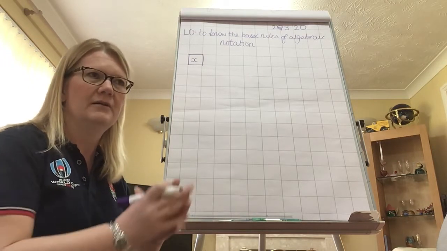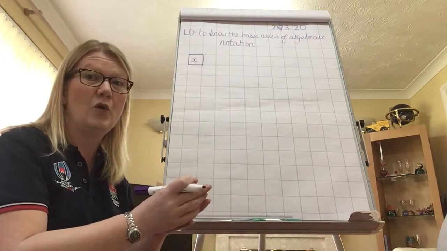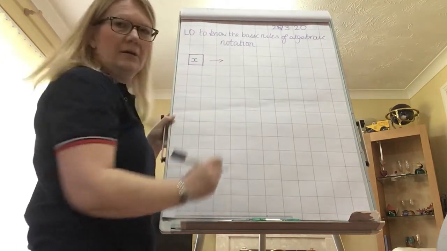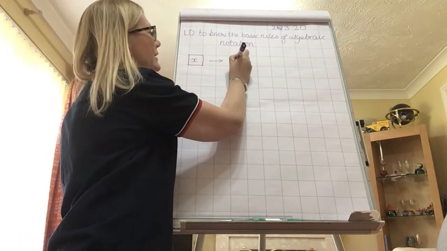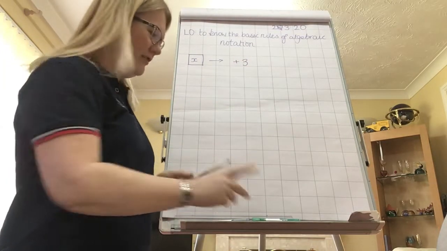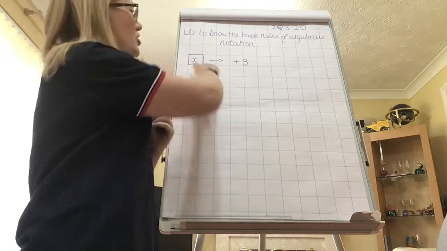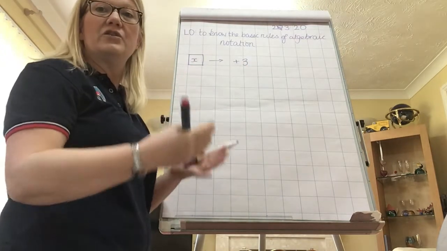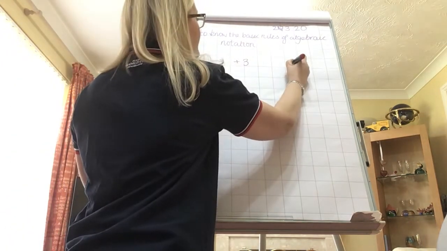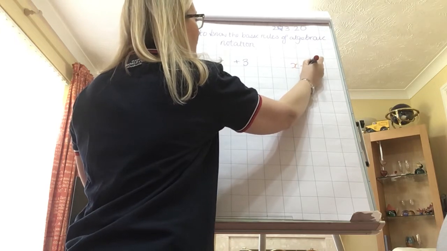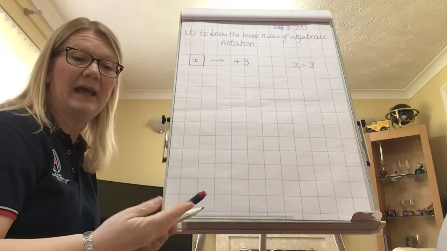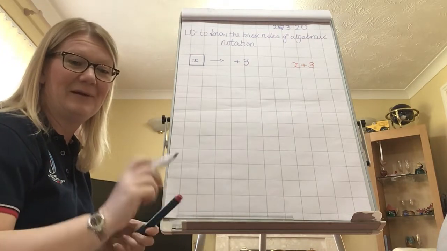If I've got my missing number, my empty box, or X, a number, what happens if I want to add 3 onto it? How could we write that? Really, really simple. If it was 2 and we wanted to add 3 to it, we would write 2 plus 3. Just because it's X, it's no different. We would write X plus 3. That would be called the term X plus 3. Easy so far? Let's give you another one.